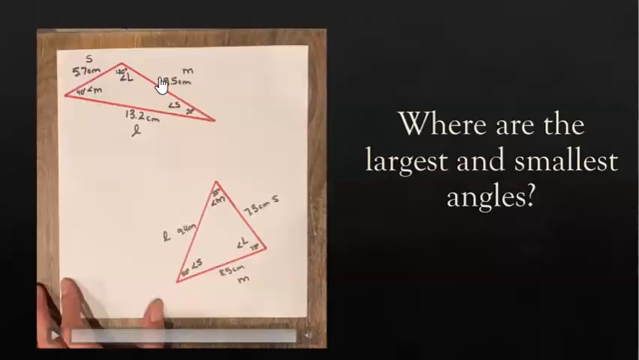If this angle is the largest, it's going to span out the biggest on either side, so it will make the longest side across from it. If this is a little angle, then it doesn't span out very wide at all, and it ends up making the shortest side across from it.